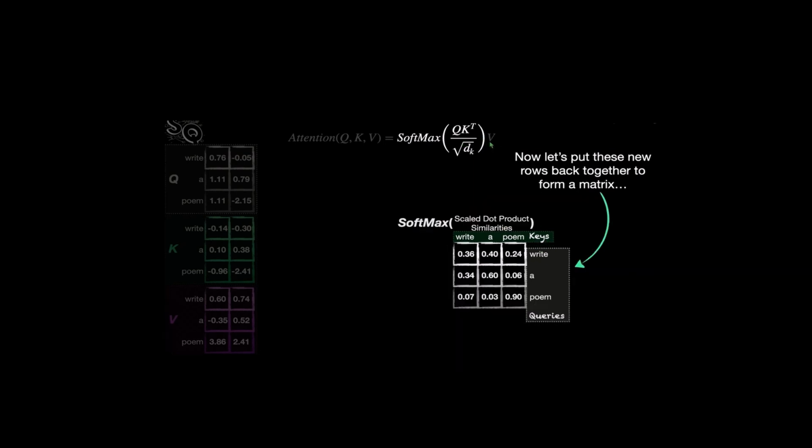In the next lecture, we will discuss the value matrix V and how it is multiplied to produce the final attention output.